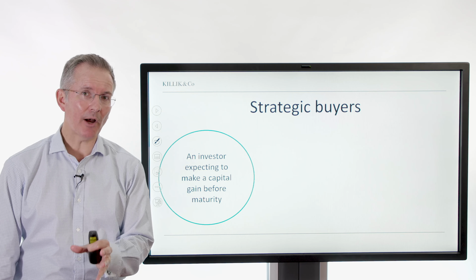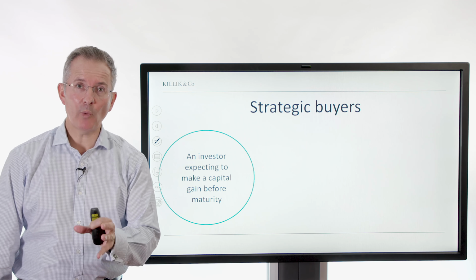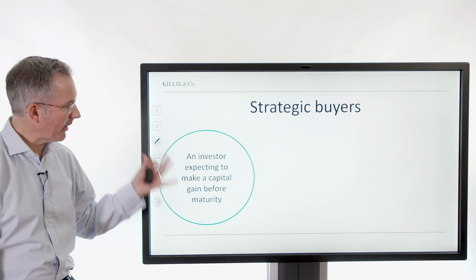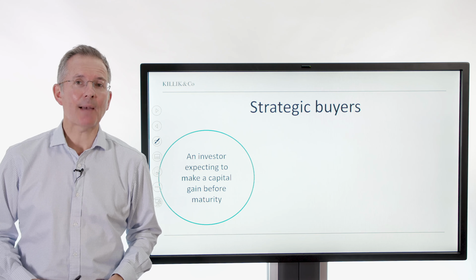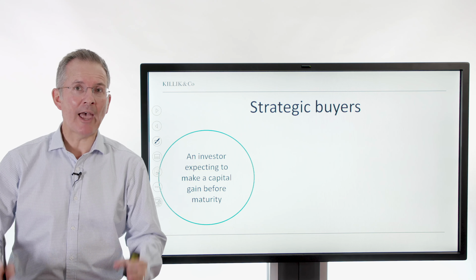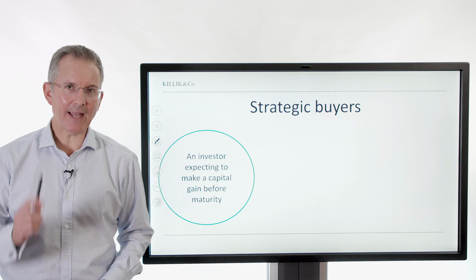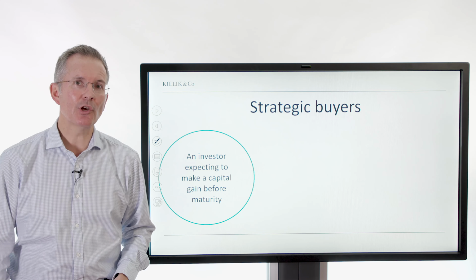First of all, strategic buyers. People looking at it and saying, not a problem, we can work with this. So an investor expects to make a capital gain before maturity. Because don't forget, it is possible to make a capital gain. How does that work? Basically, you sell the bond on for more than you paid for it, and that will change the overall yield.